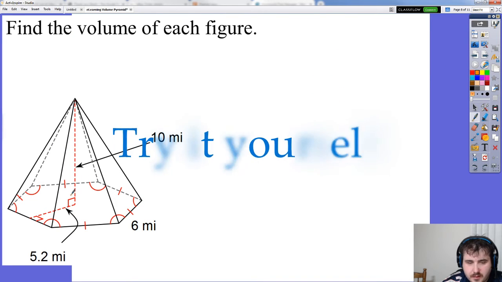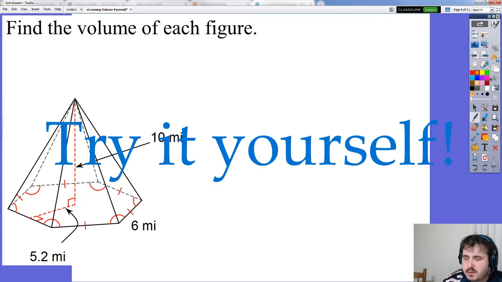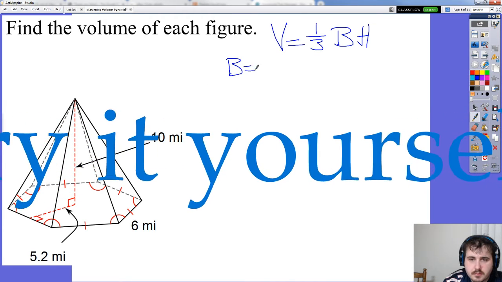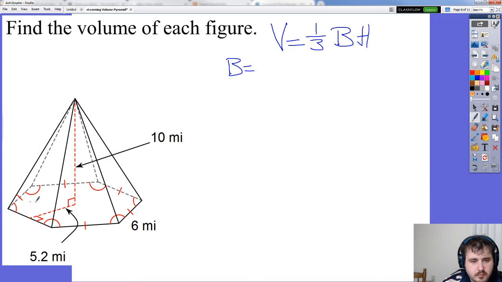All right, same thing. Give it a try. See if you can do it. So you go through. We're going to find the area of the base. Well, this is a hexagon, so it's half apothem times perimeter. Well, the apothem is 5.2, see they've got the arrow. And the perimeter is all these 6's, so 6 times 6 is 36.